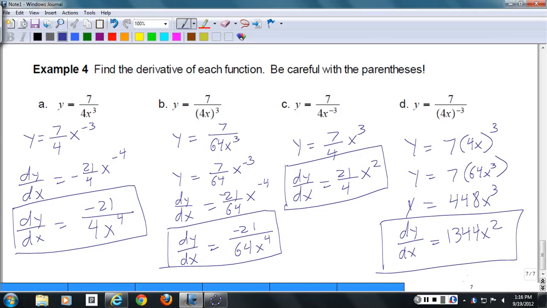Parentheses, negative exponents, where they're positioned in the denominator, can be tricky. So make sure you simplify it, clear the parentheses if necessary, and write it as a number times x to a power. And then you can apply a combination of the power rule and the constant multiple rule.